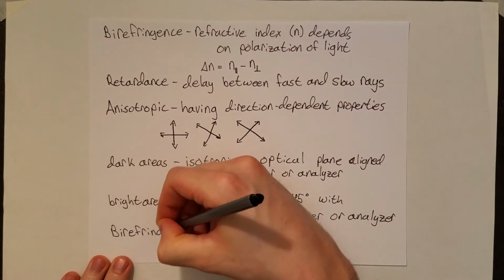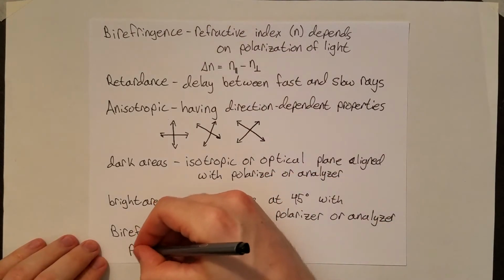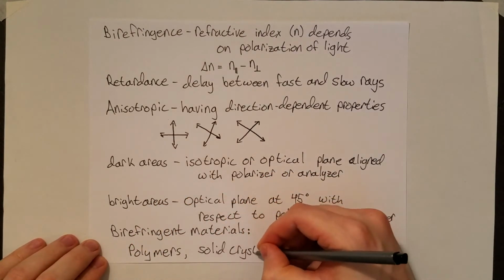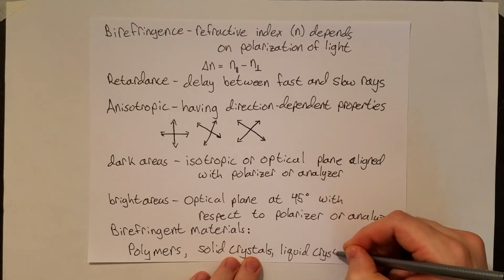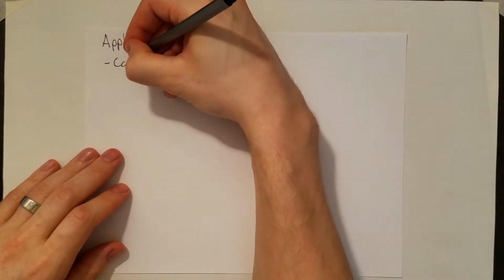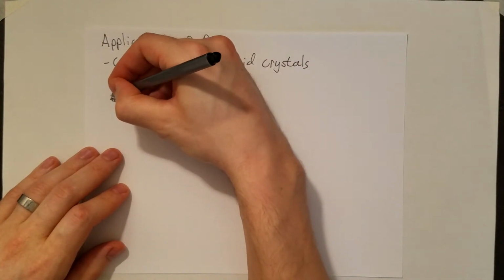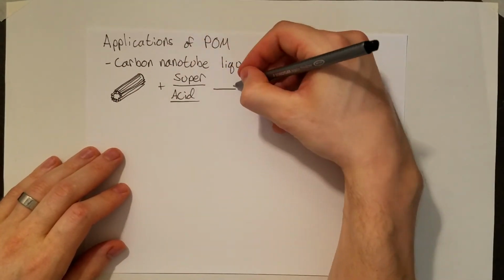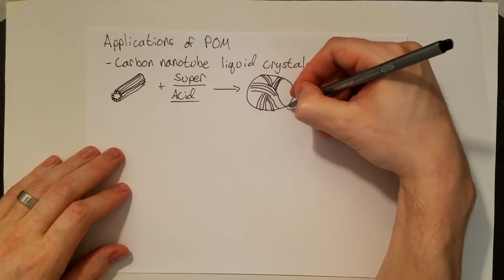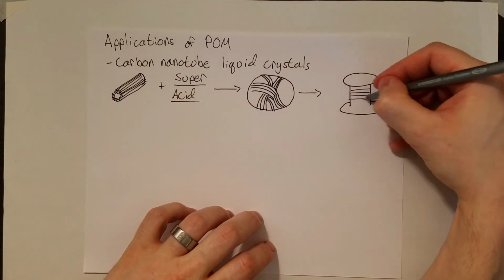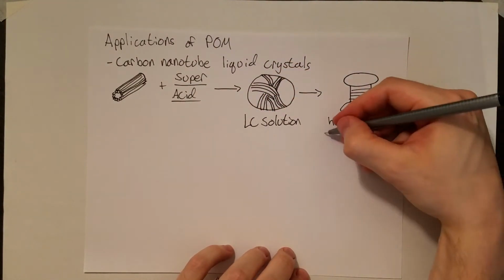Some examples of birefringent materials are stretched polymers, solid crystals, and liquid crystals. In my own research, I use POM to study solutions of carbon nanotubes. At high concentrations, carbon nanotubes align in small liquid crystalline domains. These solutions can be used to make high-strength conductive fibers.